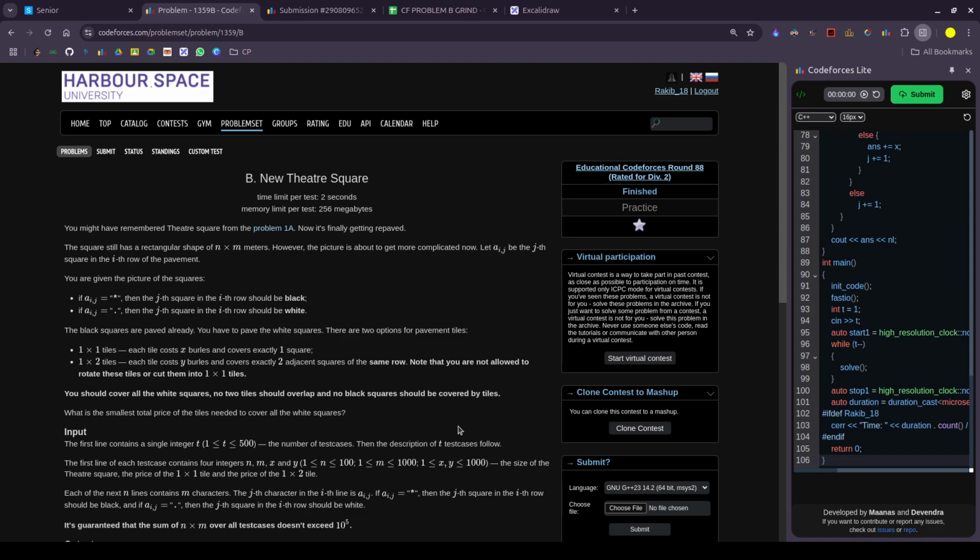So here's another big problem, new theater square. The problem says that you might have remembered theater square from the problem one and now it's finally getting repaired. The square still has a rectangular shape of n into n meters. However, the picture is about to get more complicated now.